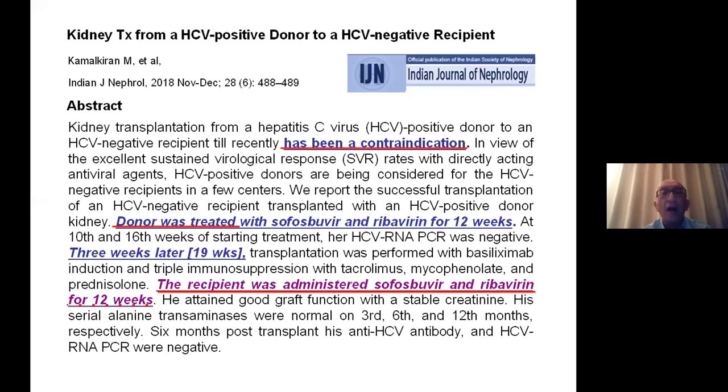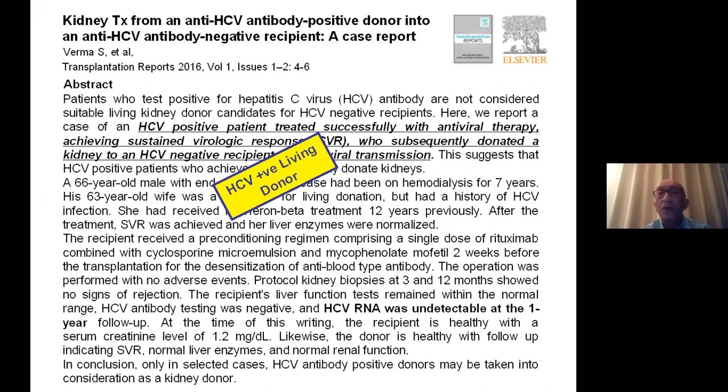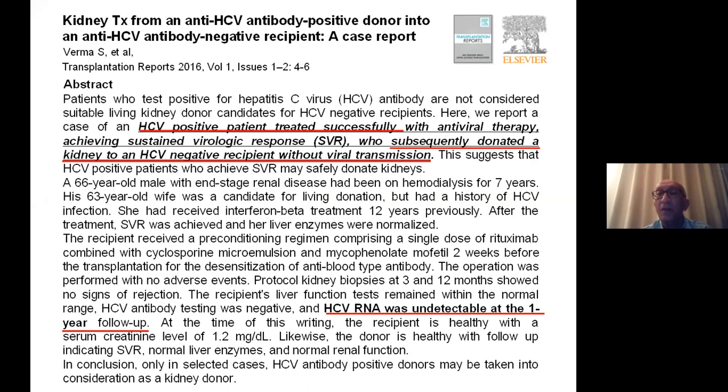And after establishing a sustained viral response, the recipient was administered a treatment protocol for 12 weeks. So it's a prophylactic protocol by treating the recipient as well after establishing a sustained viral response in the donor. Other reports did a bit different approach, where they considered treating the donor, and after achieving a sustained viral response, they performed the transplantation, but they did not give treatment to the recipient and was only following up for any occurrence of viremia. And they could demonstrate that the recipients did not have any infection after 1 year follow-up.